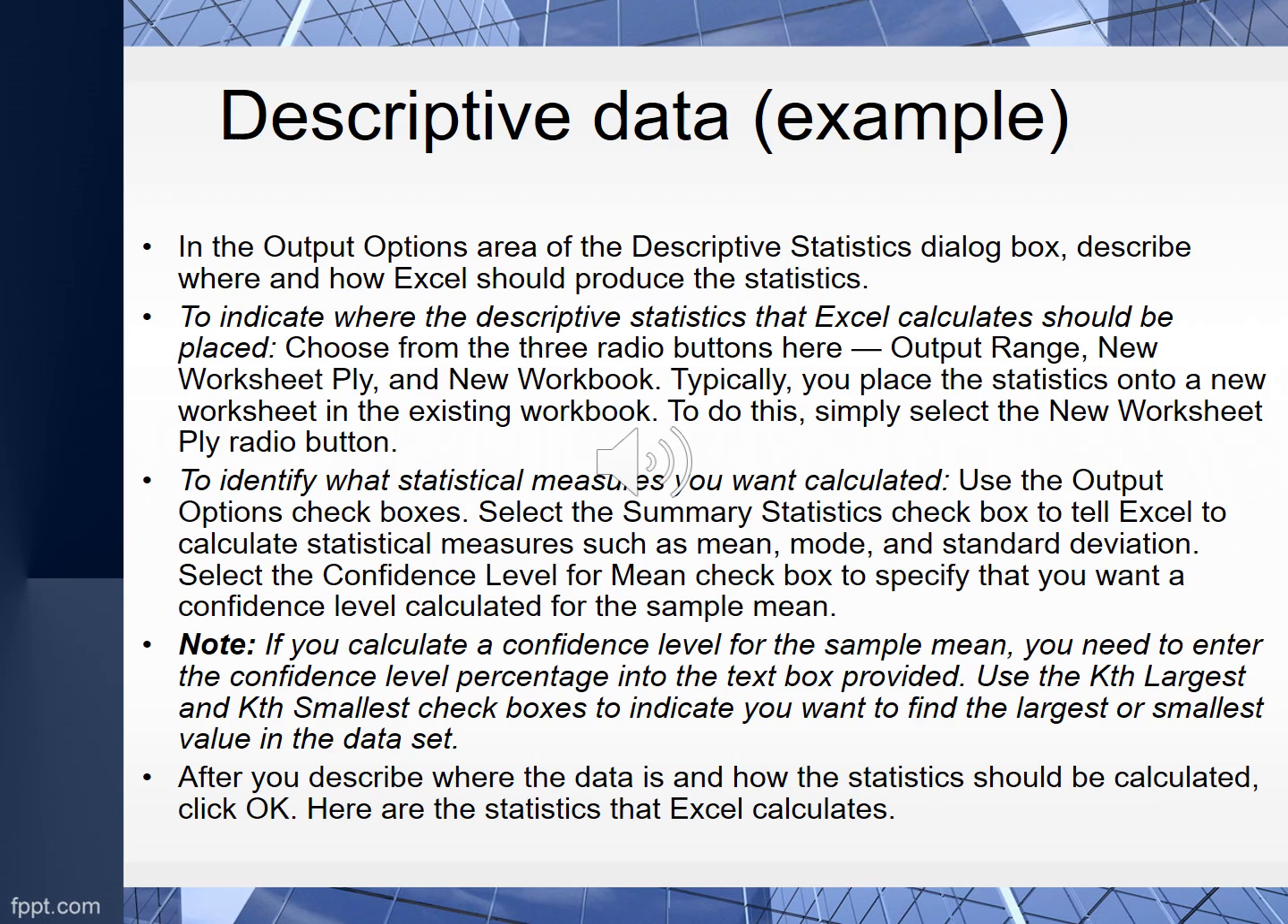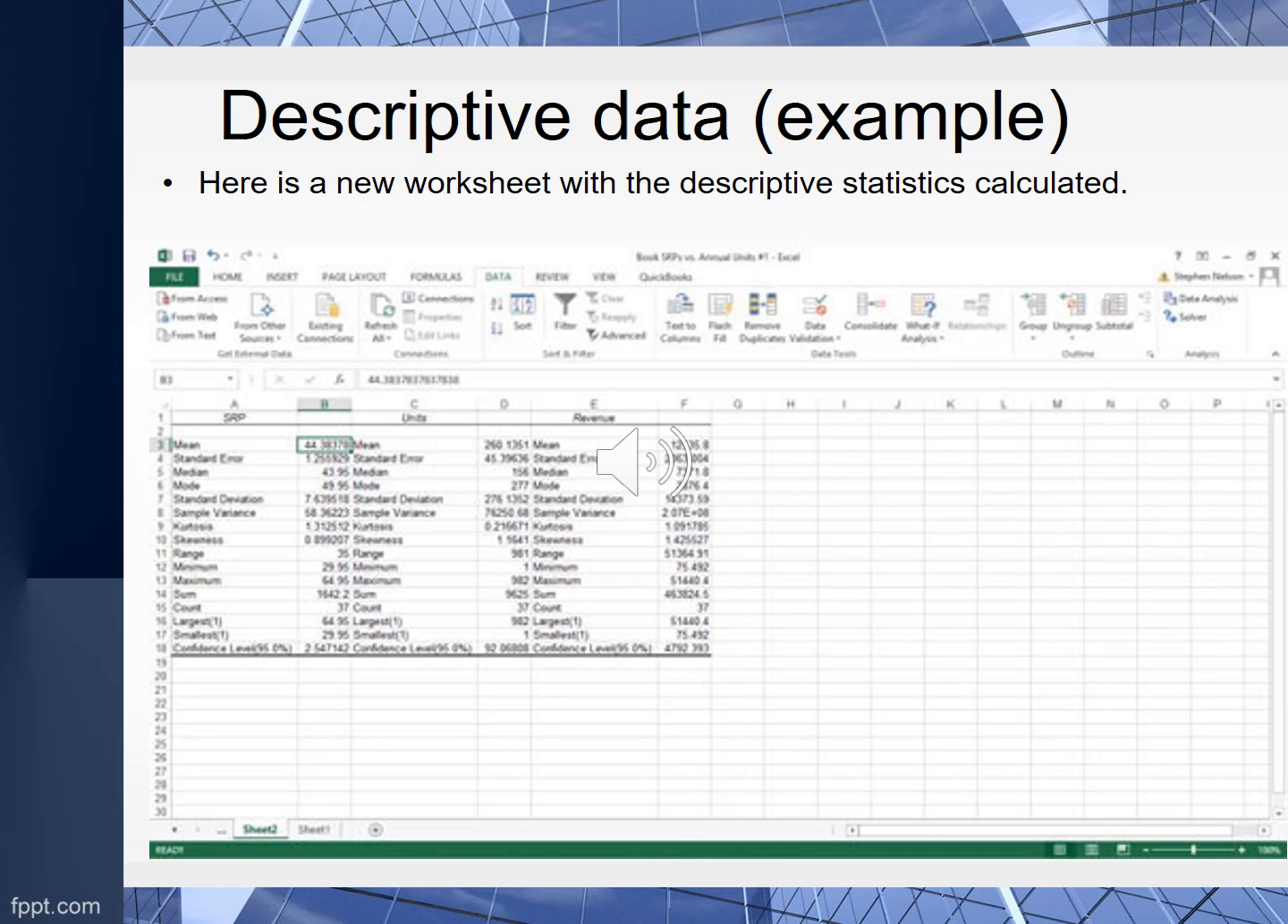Select the Confidence Level for Mean checkbox to specify that you want a confidence level calculated for the sample mean. Note that if you calculate a confidence level for the sample mean, you need to enter the confidence level percentage into the text box provided. Use the Kth Largest and Kth Smallest checkboxes to indicate that you want to find the largest or smallest value in the data set. After you describe where the data is and how the stats should be calculated, click OK. And here are the statistics that Excel calculates. Here is a new worksheet with the descriptive statistics calculated for you.